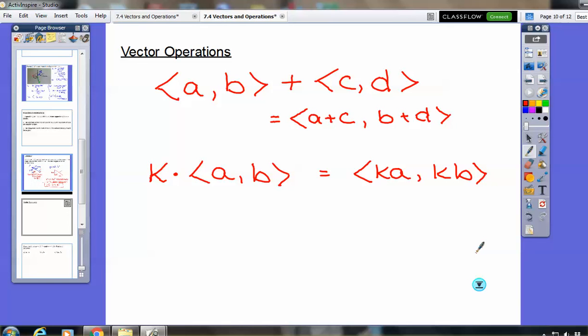The hardest part is drawing those. I know, I keep wanting to put parentheses.